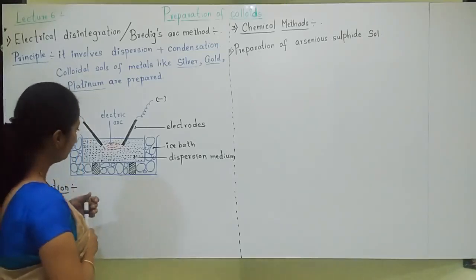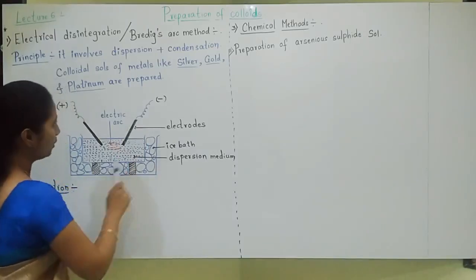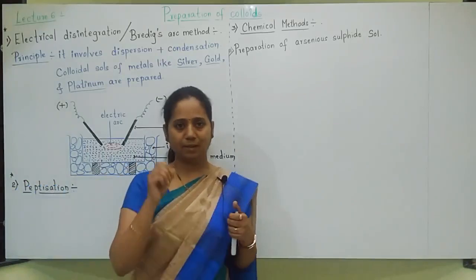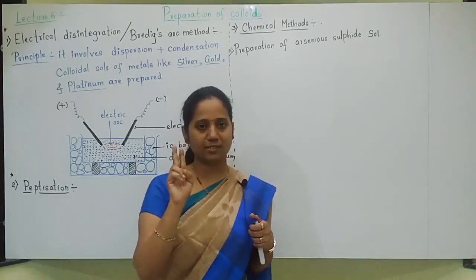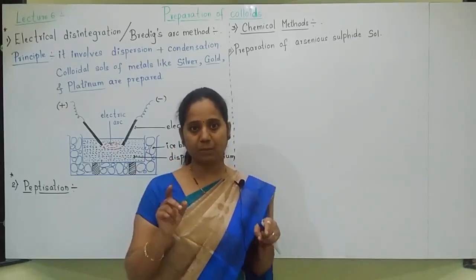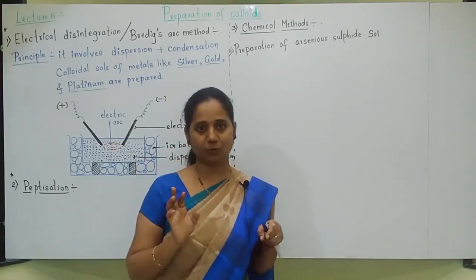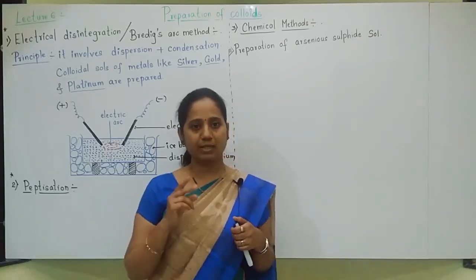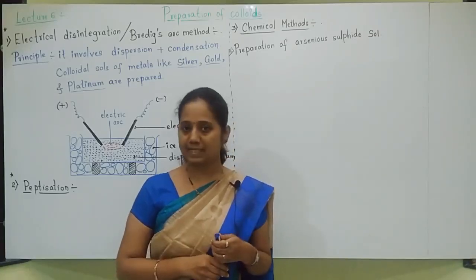I hope you understood. Bredig's arc method is a very simple method. Write down the principle, dispersion and condensation, important words. Write for which metals it is used. The diagram is compulsory: draw it and explain it. The explanation is also very simple. Let us move towards the second method of preparation of colloids.